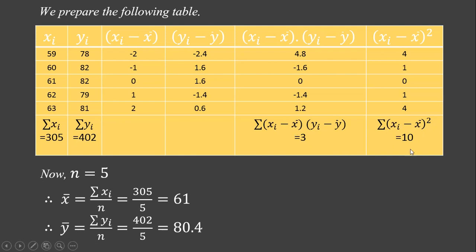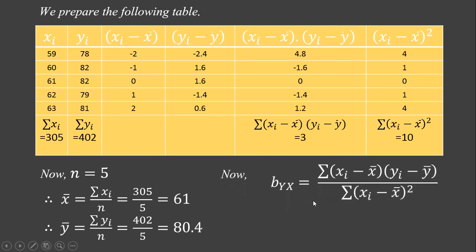So from these two values we can now calculate byx. We have this formula: byx is equal to summation (xi minus x bar) into (yi minus y bar) upon summation (xi minus x bar) whole square. So this value here is 3, and summation (xi minus x bar) whole square, from this table, is 10. We only have to substitute these values here. So 3 upon 10 is equal to 0.3. We get the value of byx as 0.3.